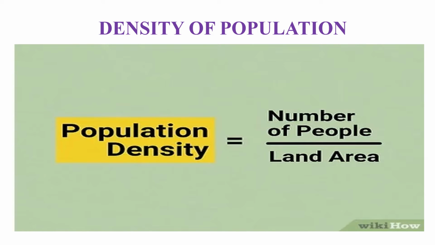Next, density of population. The density of population refers to the number of people living per square kilometer. A smaller area with a large number of people is said to be densely populated, while a larger area having a smaller population is said to be sparsely populated. Yes, population density is calculated as the number of people by land area.